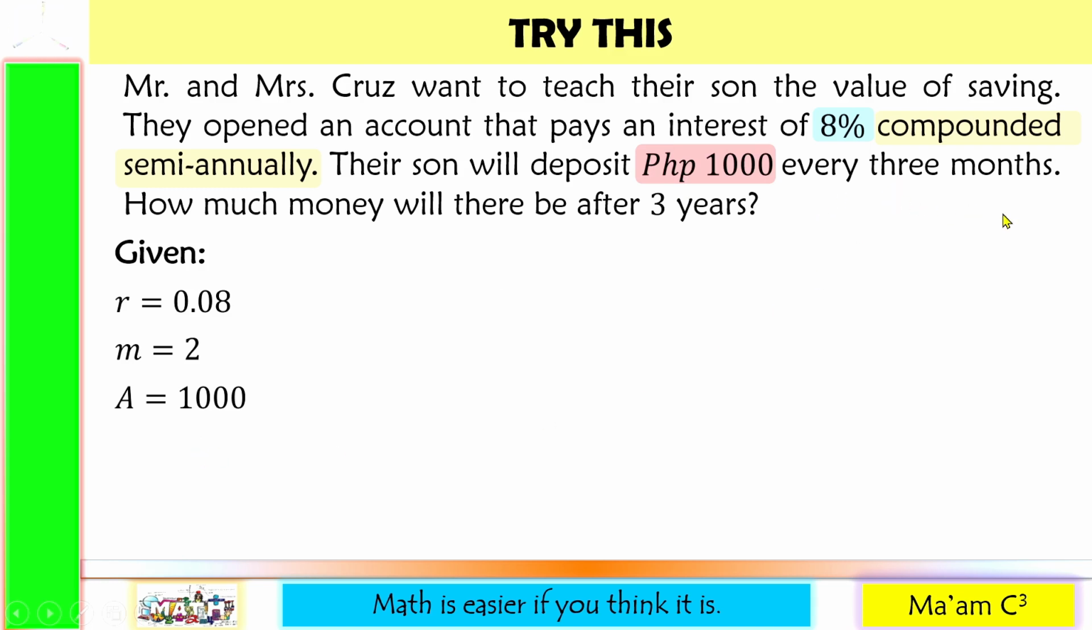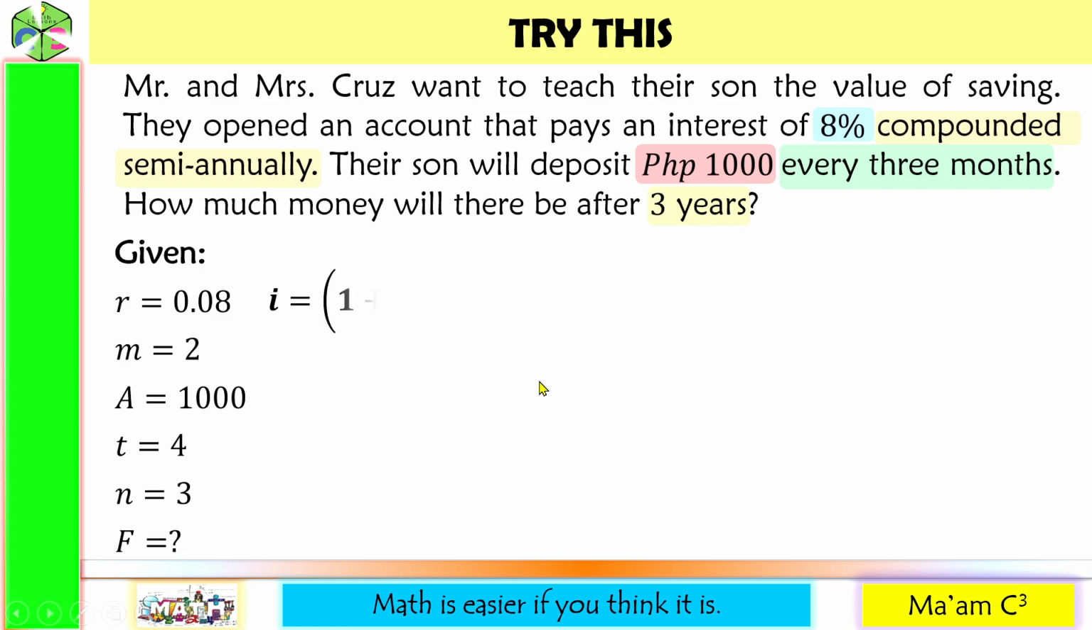And it is deposited every 3 months. Meaning, if it is every 3 months, this is quarterly. And there are 4 quarters in a year, so our T is equal to 4. And then we have here 3 years, the term of the annuity. This is our N. How much will there be? So we're looking for the future value.